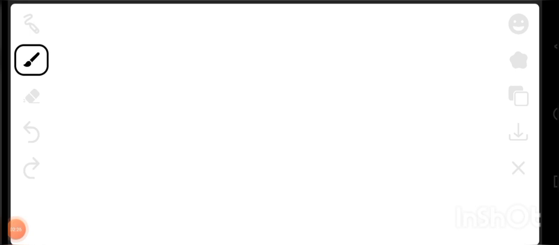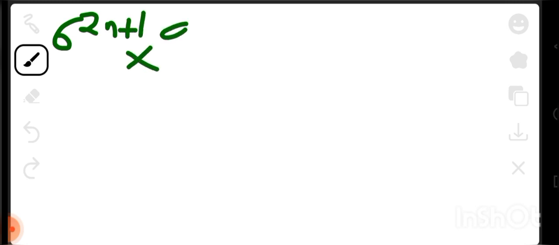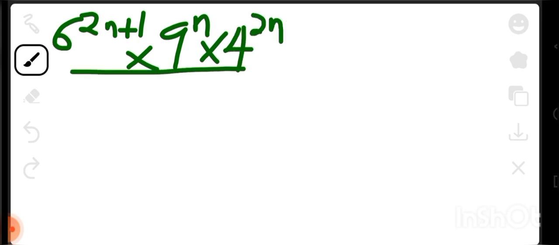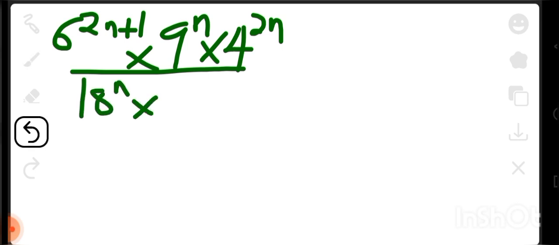Today we want to look at this question: 6 raised to the power 2n plus 1, times 9 raised to the power n, times 4 raised to the power 2n, over 18 raised to the power n, times 2 raised to the power n, times 12 raised to the power 2n.